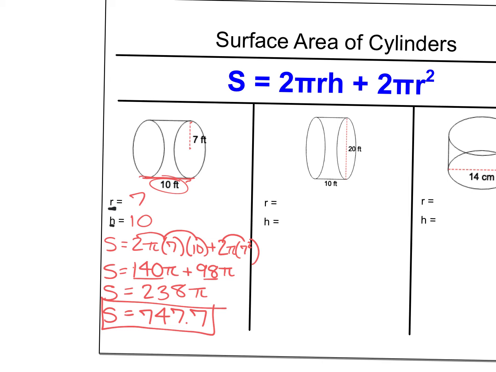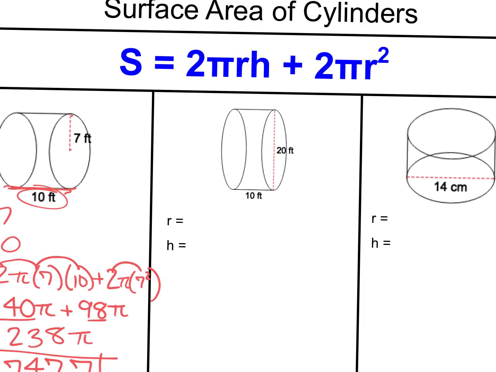All right, next one, we are given this cylinder. Now what you'll notice is we have this dotted line drawn all the way across that cylinder. So that means that the 20 is talking about the whole diameter. So to get the radius, we're going to take 20 and divide it by 2. So our radius would be 10. So it's from the center to the edge. Now, we also have a height. The distance between the 2 bases, the 2 circles, is also 10. So we're going to be plugging in 10 everywhere.